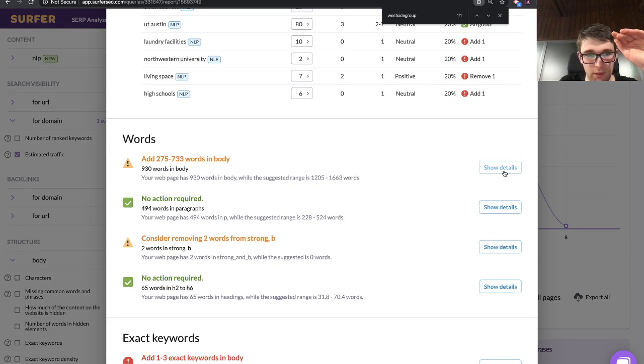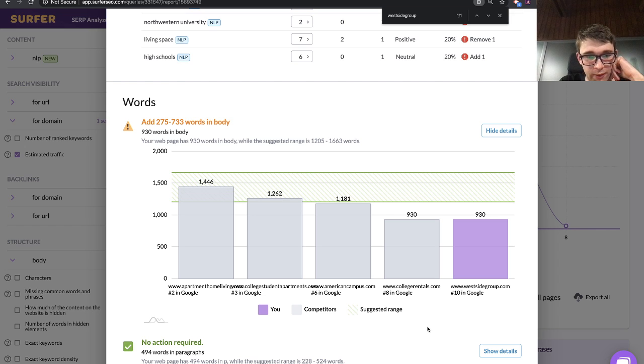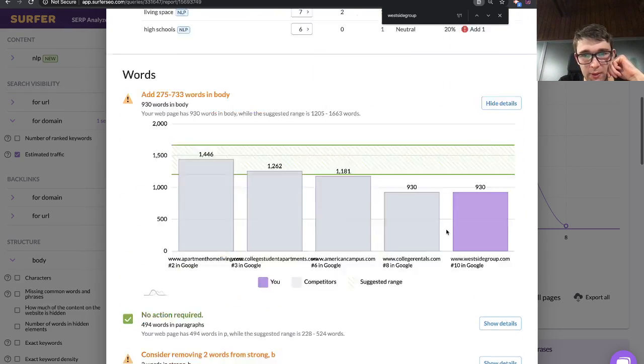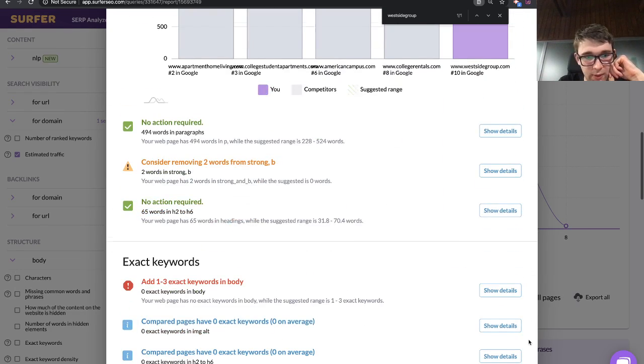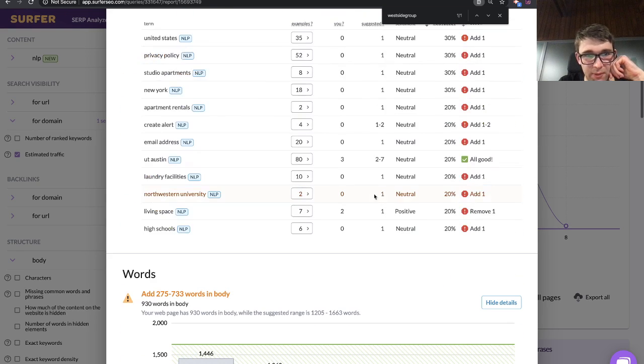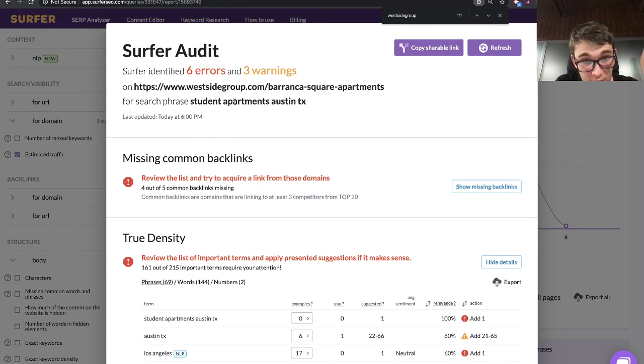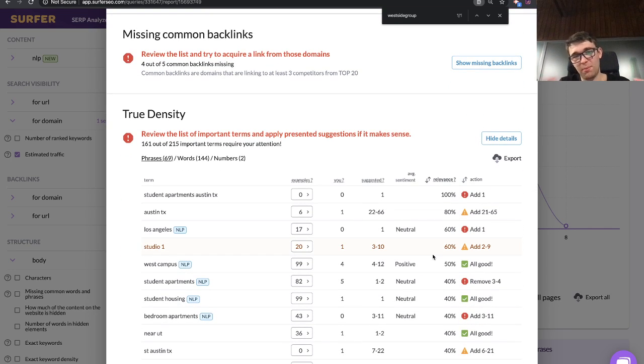So what do we have in here? A bit shorter content than the others. There is a pretty strong correlation though between the content length and the ranking, so it may be a good idea to increase the content length. Let's take a look at the keywords. Of course, no one is using our exact keyword because it is student apartments Austin TX, so it's not a keyword that will appear in the content frequently, but Austin TX appears a lot in your competitors' pages, while on your page it appears only once.